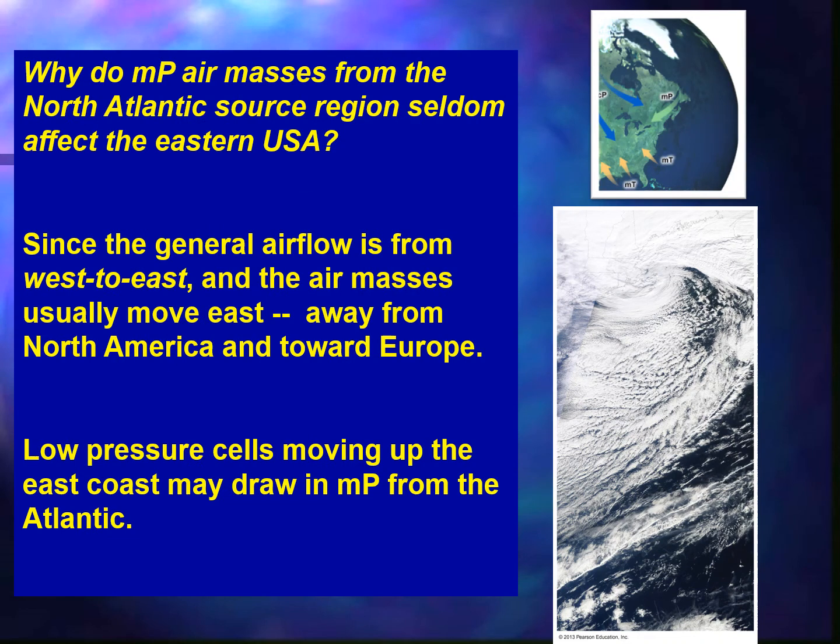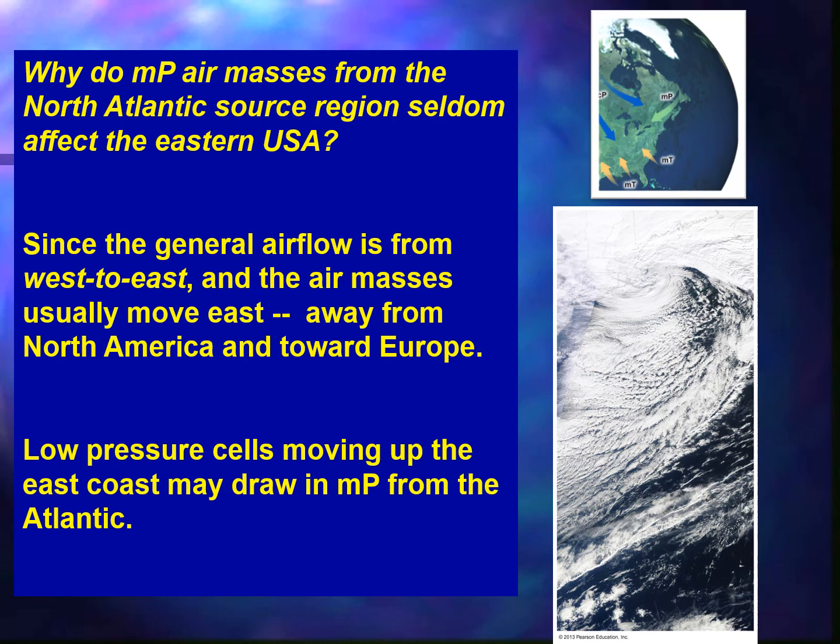Okay, so why do maritime polar air masses from the North Atlantic rarely affect the eastern U.S.? They do occasionally affect the eastern U.S. and bring us these things called nor'easters, but they're pretty rare. And why is that? Because we are in a band of winds known as the westerlies, meaning that the winds are blowing from west to east.